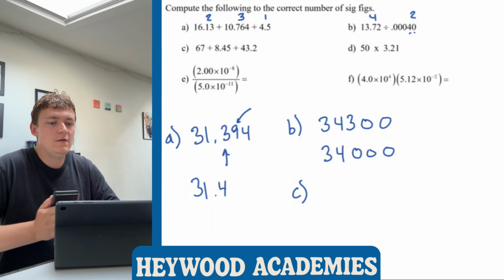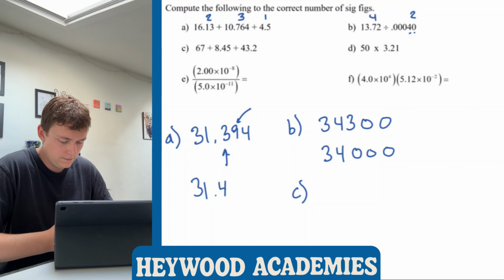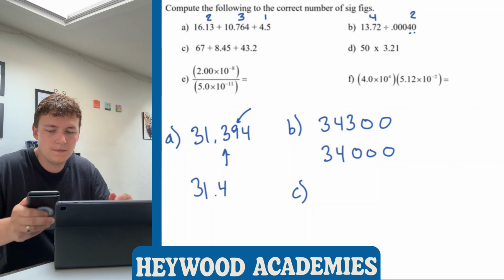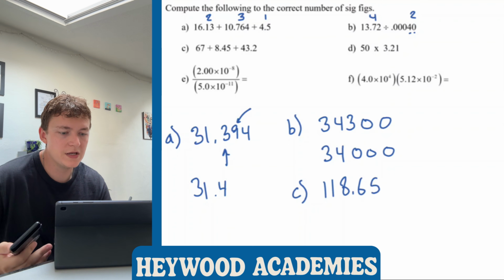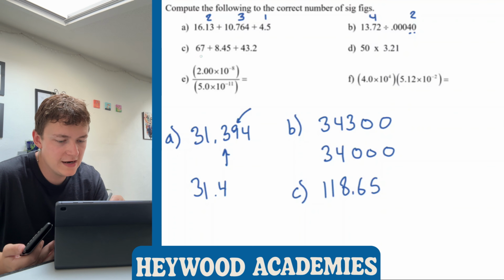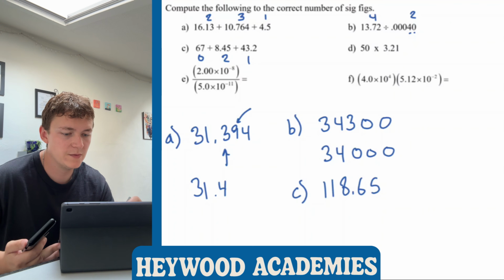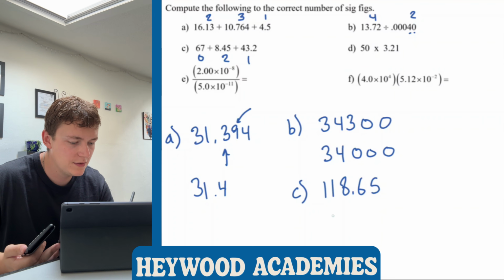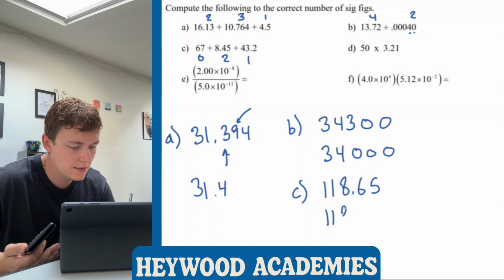Okay, for C, we've moved on. We're doing back to addition over here. So again, put this part in the calculator first. 118.65. We're doing addition, so we got to look at precision. The first number on here has 0 decimals. We've got 2 decimals there and 1 decimal there. So the 0 decimals is the worst precision. So we're going to round this to no decimal places. So we're going to round this to 119.